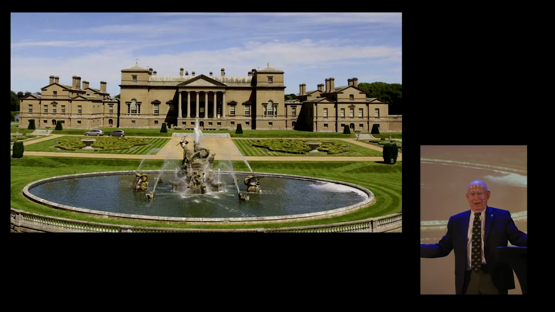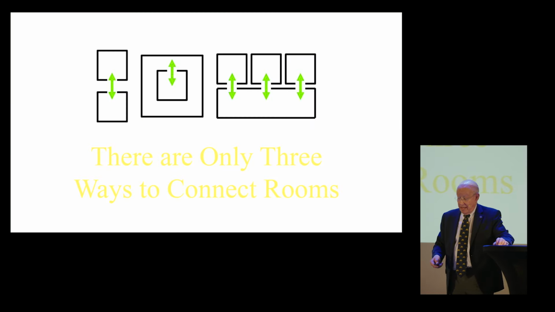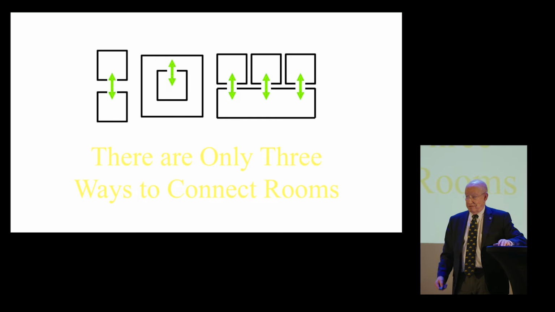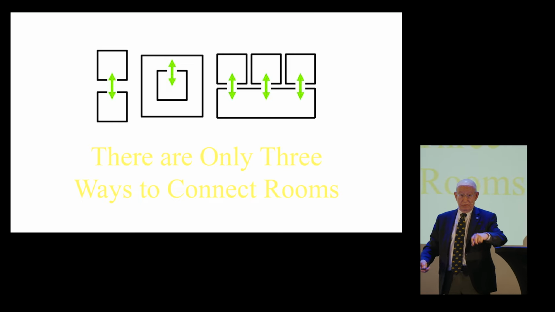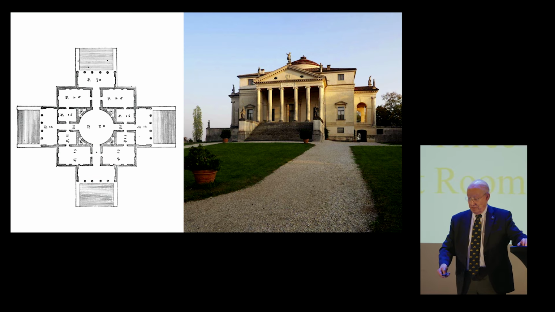There it is: small, medium, and large. Everything you've got going on in there. There are only 3 ways to connect rooms. Most architects would think that there's an infinite number of ways to connect rooms. There isn't. There's just 3. Room to room, room within a room, and then rooms to another room, whatever it is, often a corridor.